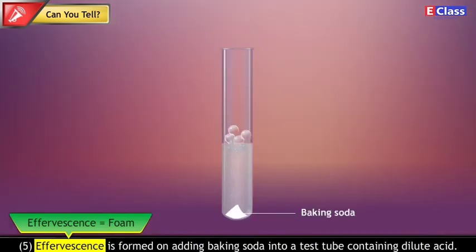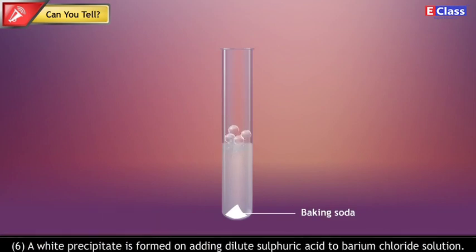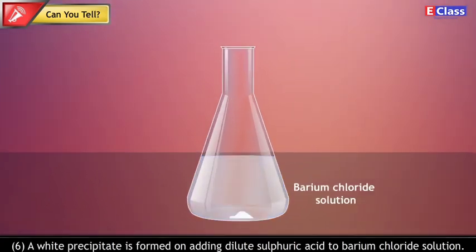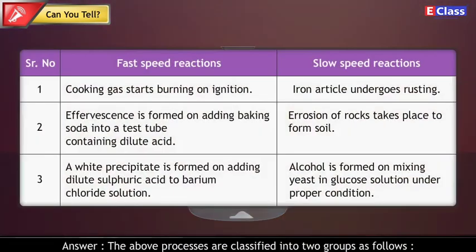5. Effervescence is formed on adding baking soda into a test tube containing dilute acid. 6. A white precipitate is formed on adding dilute sulfuric acid to barium chloride solution. Answer. The above processes are classified into two groups as follows.